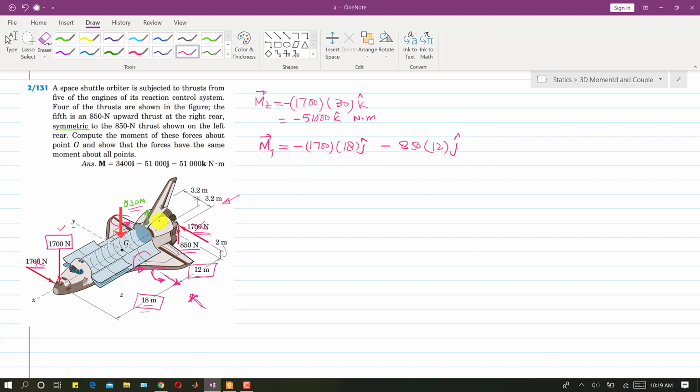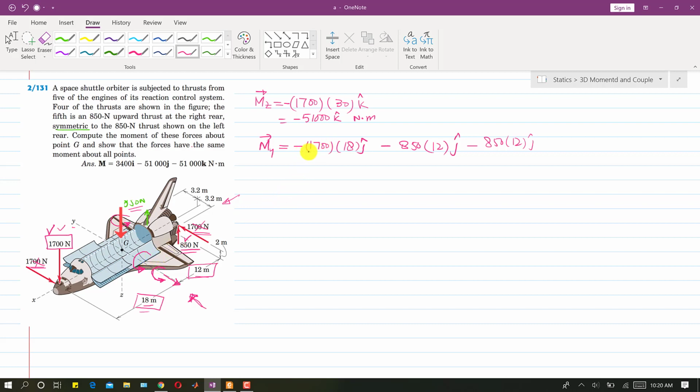And again, as there are two 850 Newton forces, this 850 Newton force is again producing that same moment, as it is acting upward as well, and the perpendicular distance is also the same. So I will write minus 850 into 12, and again it will be j, right? So this 1700 Newton, this 850 Newton, and this 850 Newton, they are producing the same moment in the negative y direction, right? And the counterclockwise direction like this, if you look into that moment from this direction, right?